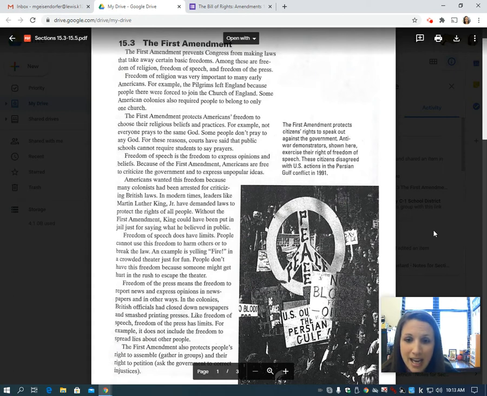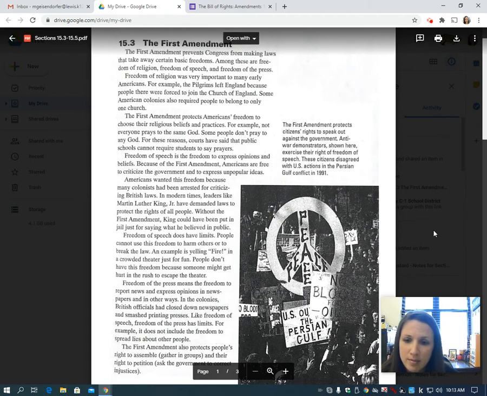Freedom of speech does have limits. People cannot use this freedom to harm others or to break the law. An example is yelling fire in a crowded theater just for fun. People won't have the freedom because someone might get hurt as they rush to escape the theater. Think about what would happen if you were in a theater, not that we've been doing a lot lately, but you were in a packed theater or a packed gymnasium and someone yelled fire, everybody would run towards the door at the same time and someone could definitely get hurt.